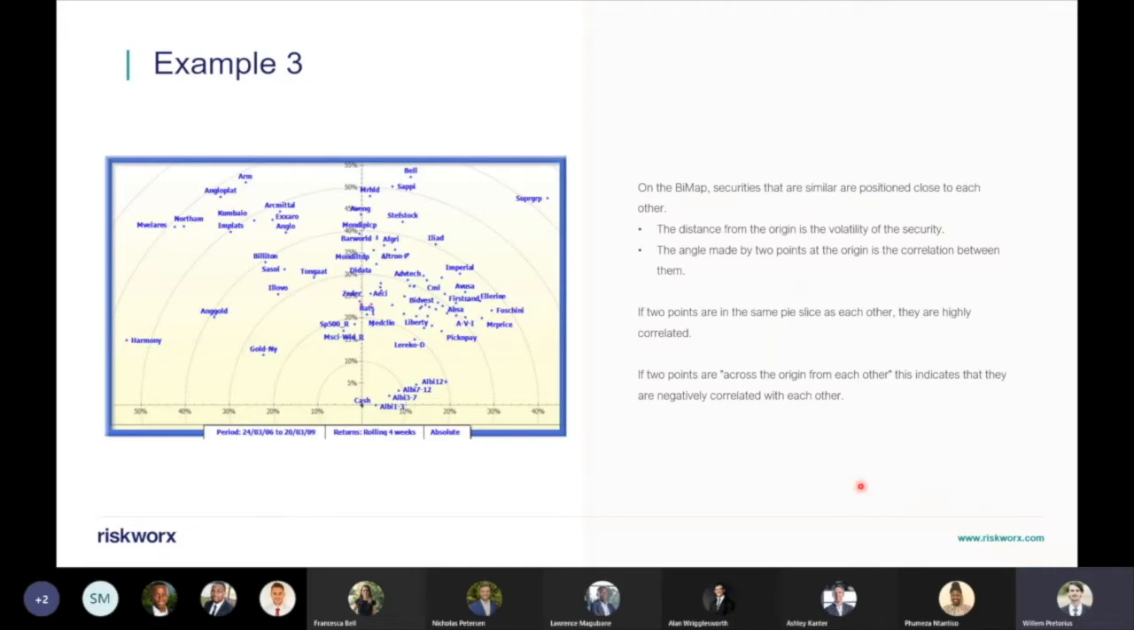On the biplot here, securities that are similar are positioned close to each other. For example, there is a neighborhood of gold shares and close to that, there's a neighborhood of platinum shares and a neighborhood of resource companies. There is also a neighborhood of bank stocks, which is far from the resources.